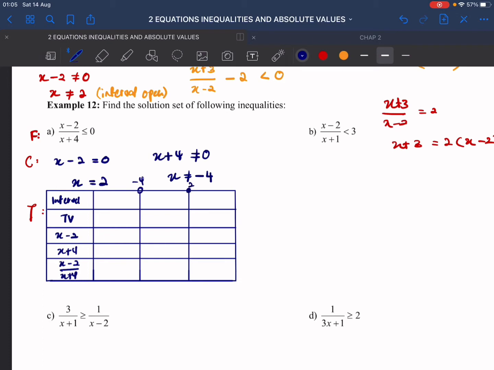Okay, so now we write our interval. Make sure to write your interval, because when you write your answer, you can straight away pick your interval. So now we have negative infinity, negative 4, open. Sebab apa open? Sebab not equal. Sebab apa not equal? Sebab denominator kita tak boleh equal to 0. So continue, we have negative 4, 2, close. Sebab apa close? Sebab equal. Sebab apa equal? Soalan cakap equal. So now we have 2 to infinity.